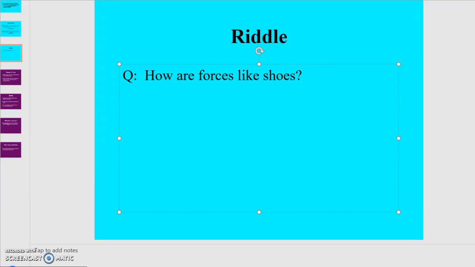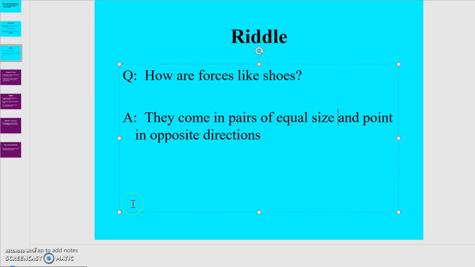So here's a riddle for you, and there's not many riddles in physics. How are forces like shoes? Think about what we've just talked about, and you might come up with the answer. Right, are you ready? Here's the answer. There's actually similarity in three ways. Like shoes, forces come in pairs of equal size and point in opposite directions.